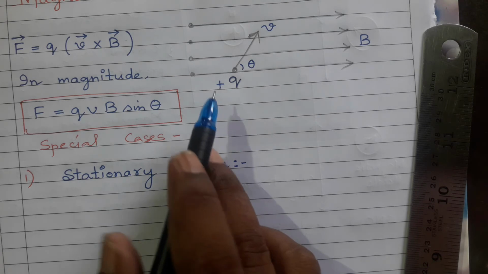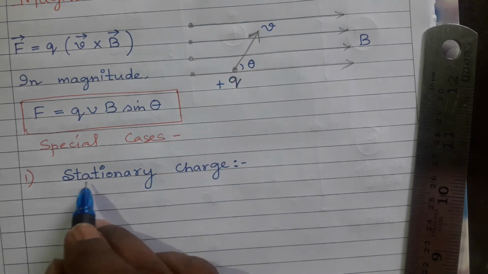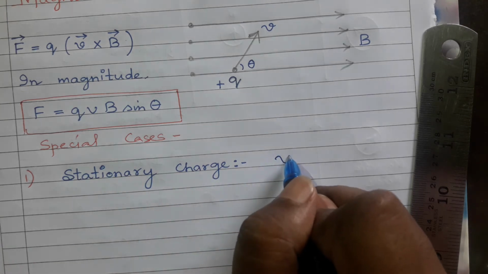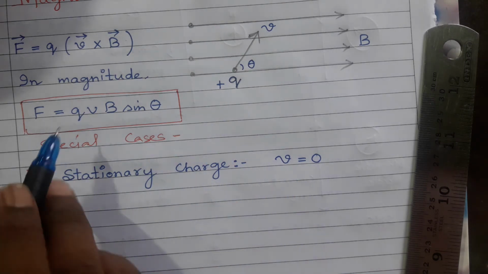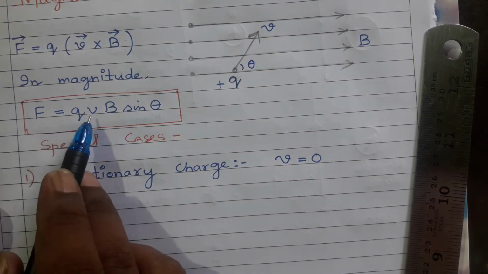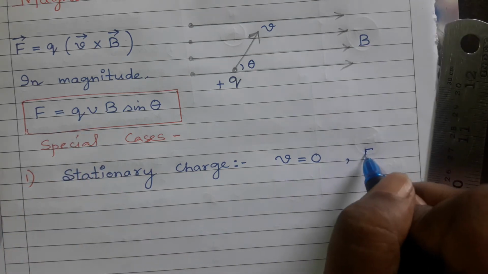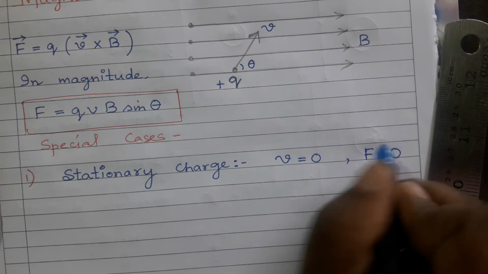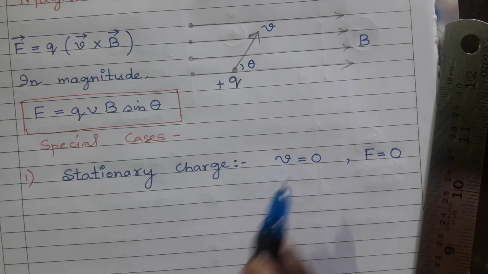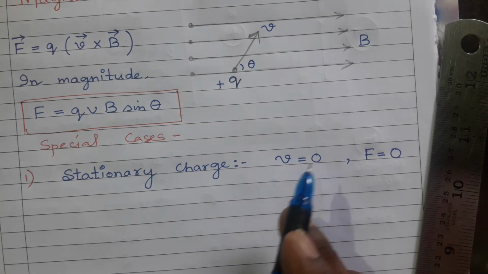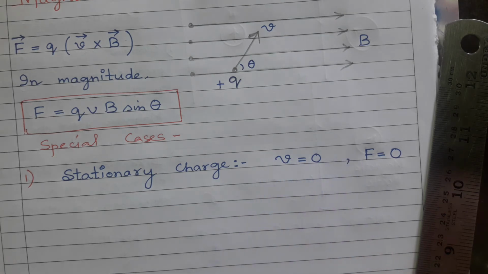Stationary charge. If the charge is at rest, will it experience force? The answer is, if the charge is at rest, it means velocity is 0. When velocity is 0, this force becomes what? 0. 0 times something is 0. So when velocity is 0, force becomes 0. So the conclusion is, a stationary charge in a magnetic field does not experience any force. Remember, a charge at rest will not experience any force in a magnetic field.